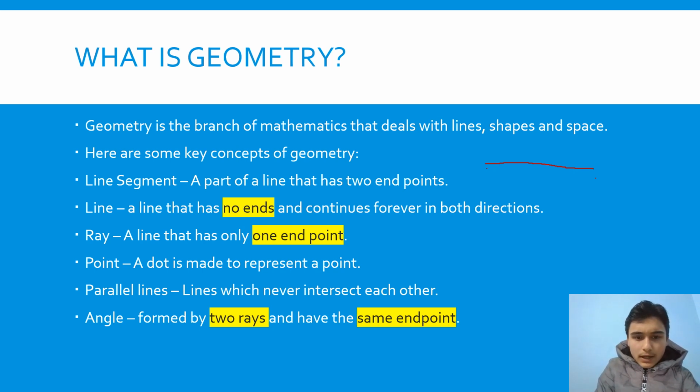A line that has no ends and continues forever in both directions. Here both directions means left side and right side, up or down. These are both directions.